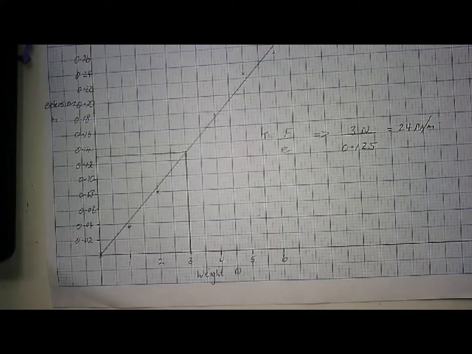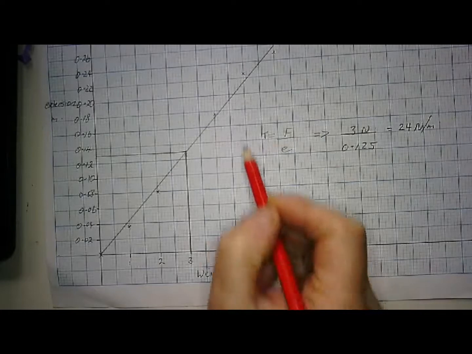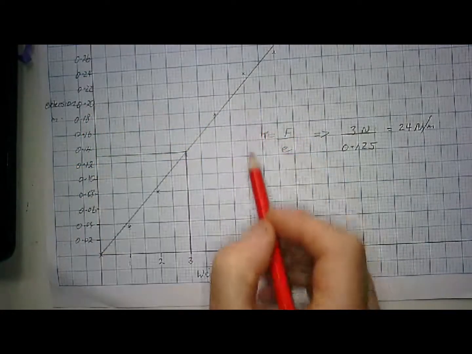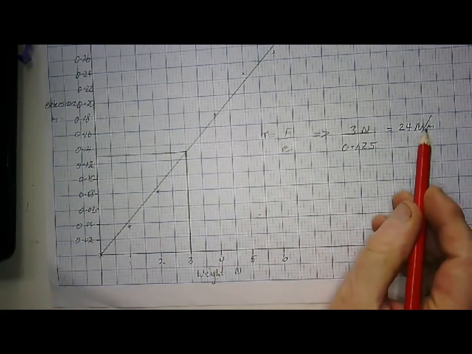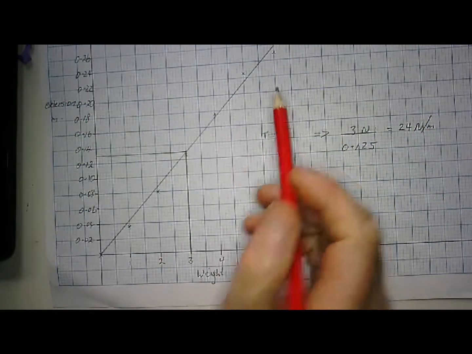Very straightforward. The thing that we should notice is that I should be able to then go up at any point on this and end up with a similar answer to that, because it's a line of best fit and it is directly proportional.